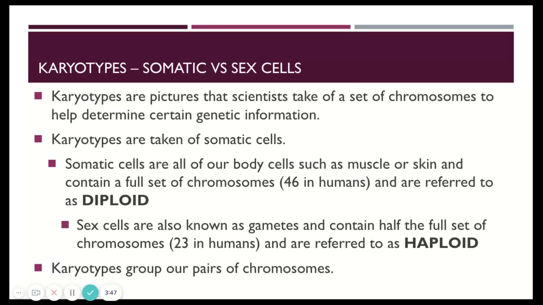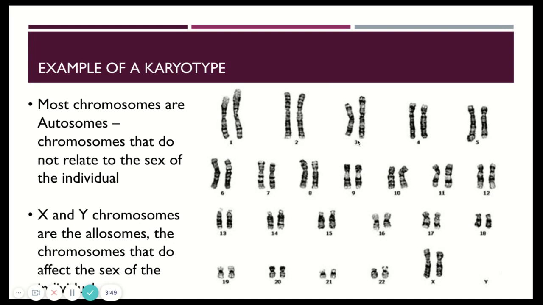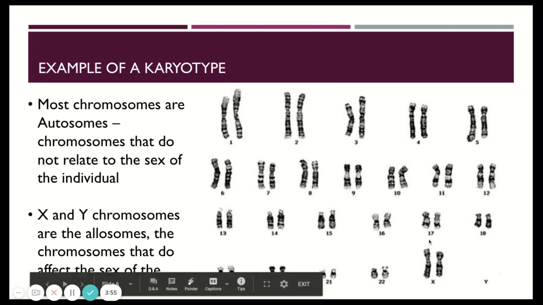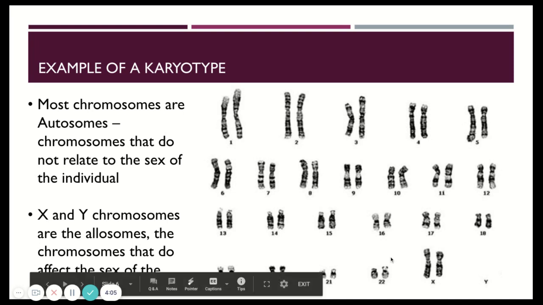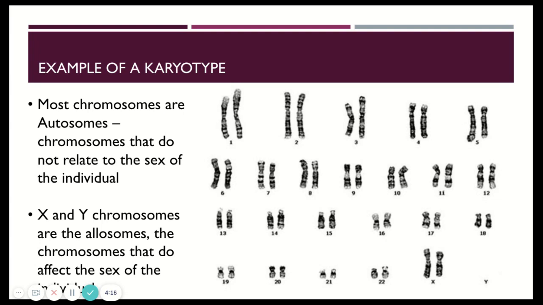Karyotypes also group our pairs of chromosomes. So as you can see here, we have a karyotype on the right. It has all 46 chromosomes grouped in pairs. Most chromosomes are autosomes, chromosomes that do not relate to the sex of an individual. So 1 through 22 are autosomes. The X and Y chromosomes are allosomes. These are chromosomes that do affect the sex of the individual.